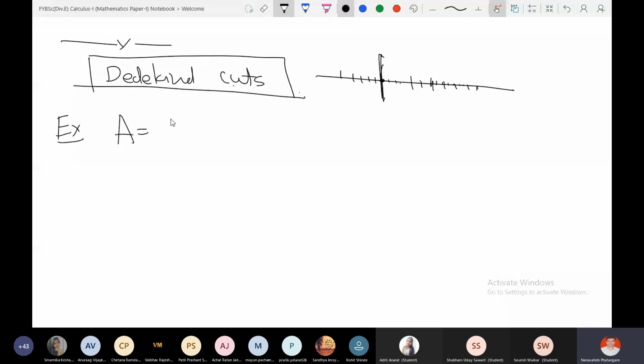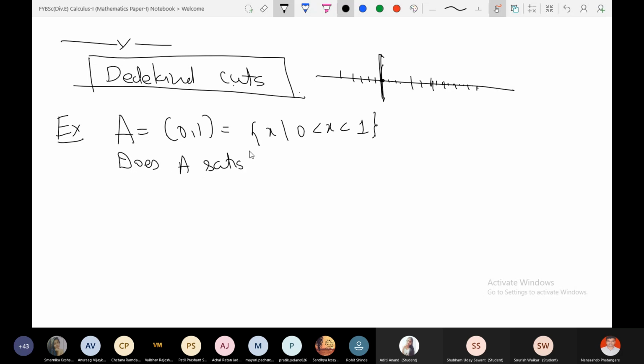So I will tell you some set. Set A is the interval (0, 1). Now, what is this set, 0 less than x less than 1? Does this set satisfy the completeness property? Yes. What is my set A now? I am talking about the numbers between 0 and 1. Does this set satisfy the completeness property?